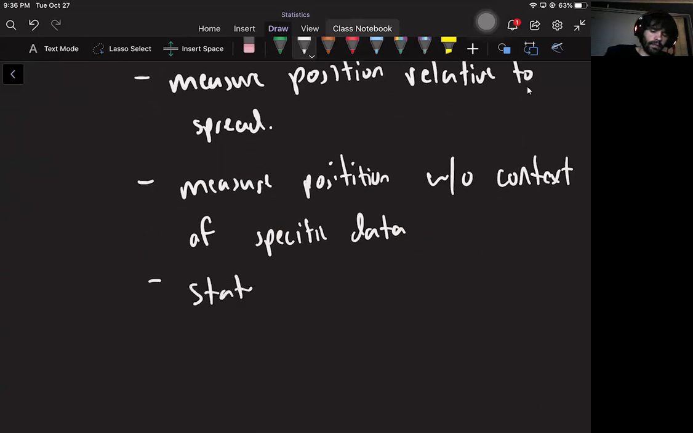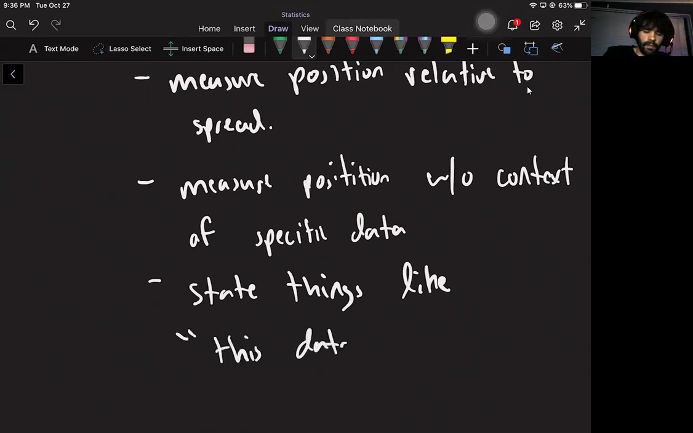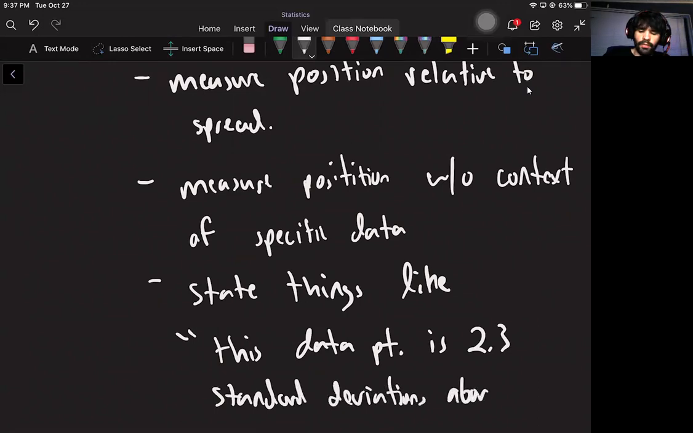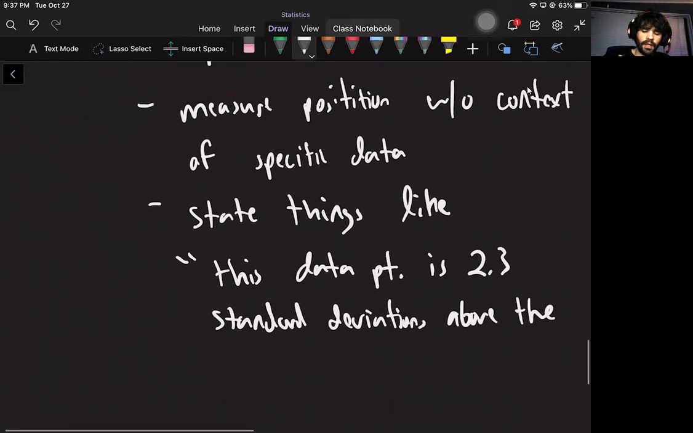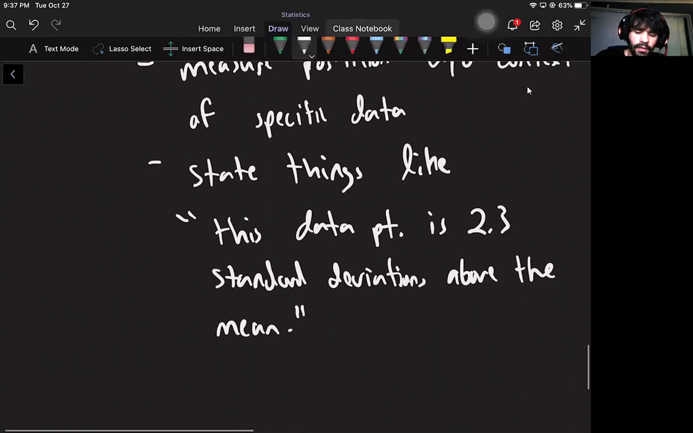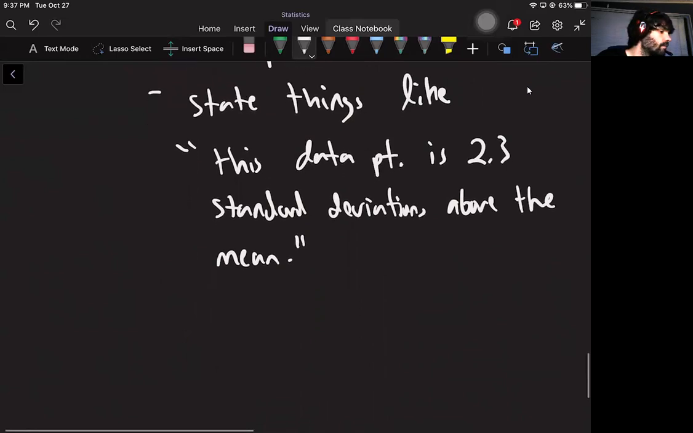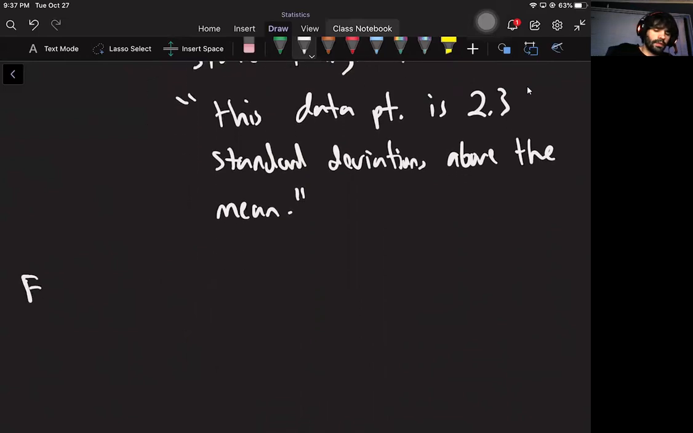And then we'll do things like this. We'll state things like, you'll hear people say stuff like this. This data point is 2.3 standard deviations above the mean. And you're supposed to hear that and say, okay, 2.3, that's pretty far away. Because most of the data is between 1 standard deviation. Okay, so let's see how this works with some examples.